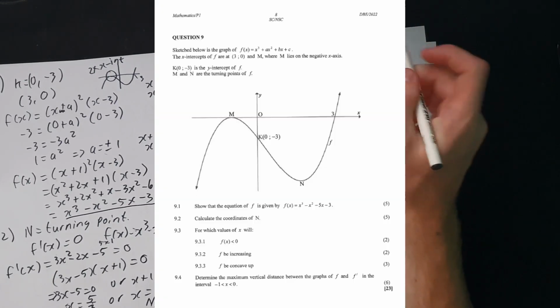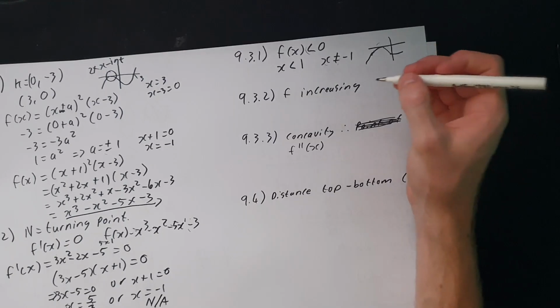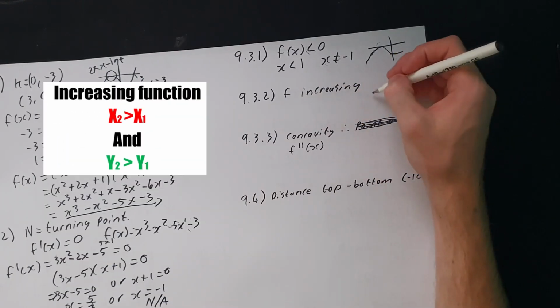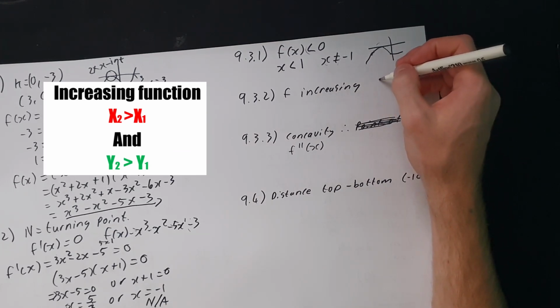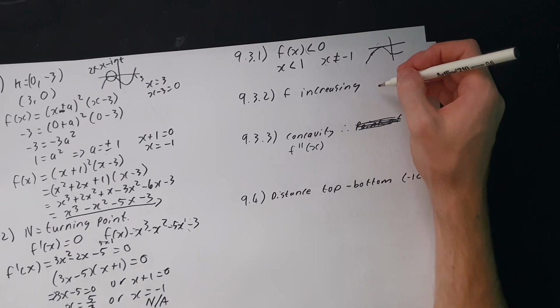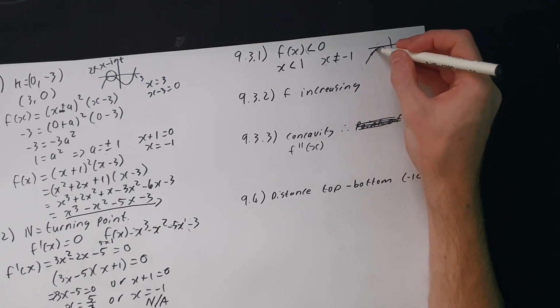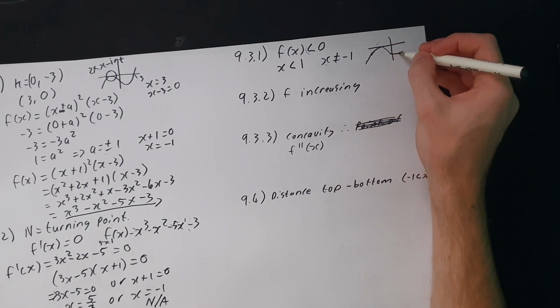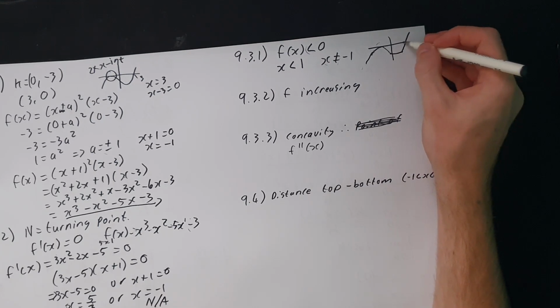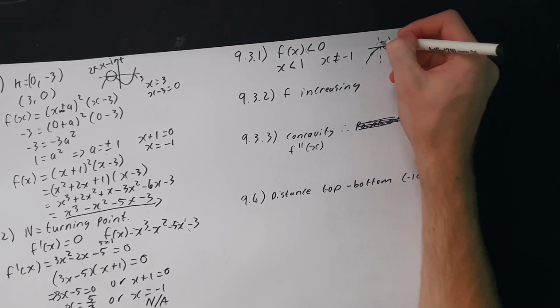Okay, then it asks for where f is increasing. So where is f increasing? That means where is the gradient positive? So we can see that the gradient is positive starting from down here. The function's increasing, increasing, increasing, and then at this point is the turning point. The function decreases up until this point, and then it increases again. So that point there is given as negative 1.